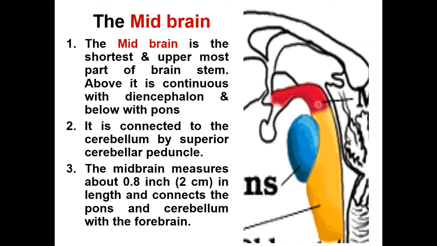Now, it means it connects the cerebellum with the forebrain. Forebrain means telencephalon and diencephalon. Telencephalon gives rise to the cerebral hemisphere, while the diencephalon gives rise to the thalamus and hypothalamus.